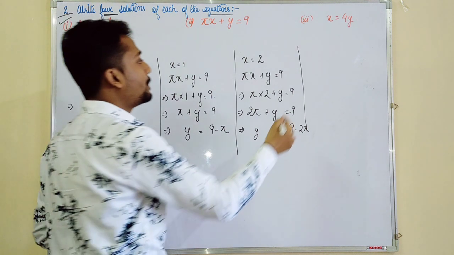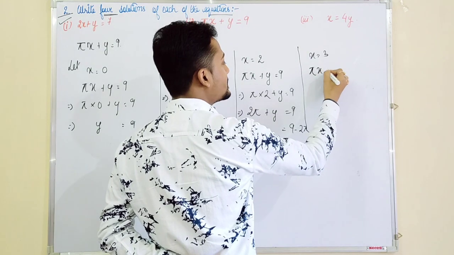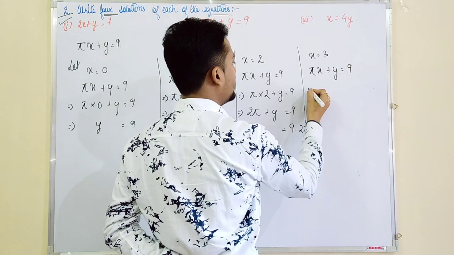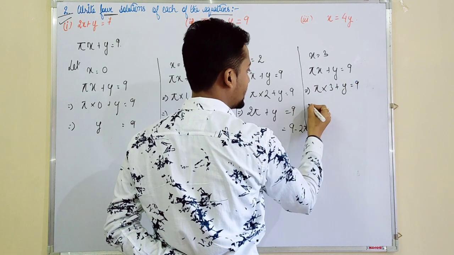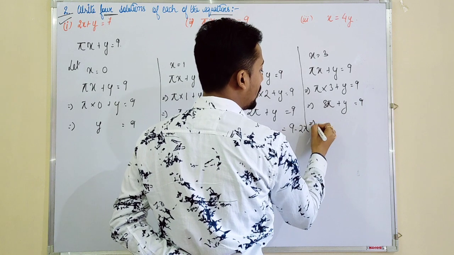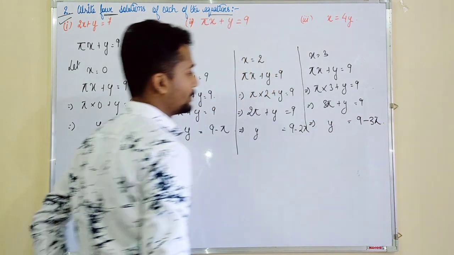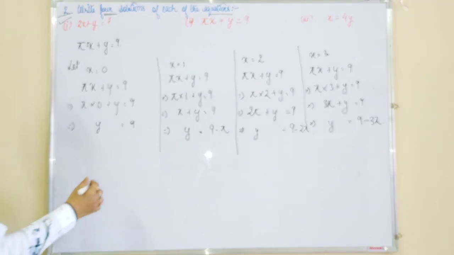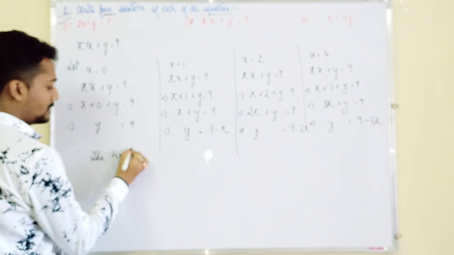If I take pi x is equal to 3, then pi x plus y is equal to 9, or pi into 3 plus y is equal to 9, or 3 pi plus y is equal to 9, or y is equal to 9 minus 3 pi.